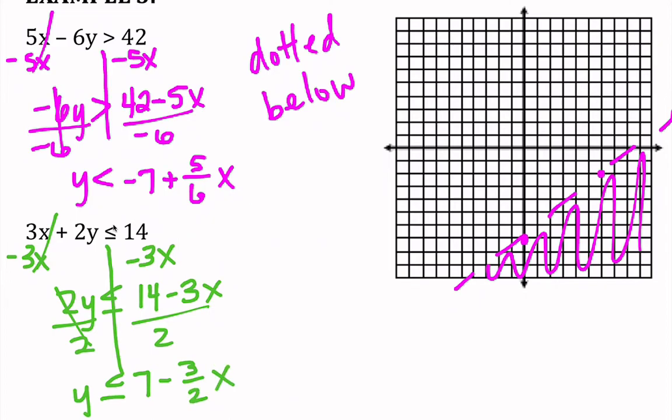So now that y is by itself, I can graph. My y-intercept is 7. My slope is a negative 3 over 2, so from here I need to go down 3, right 2. Do that again. Down 3, right 2.